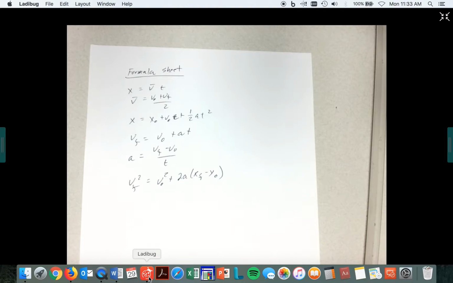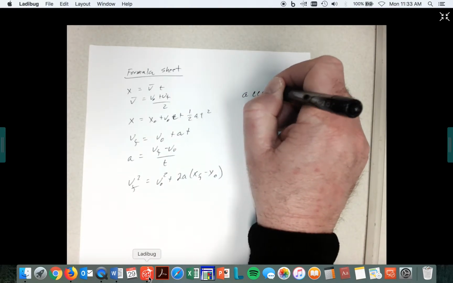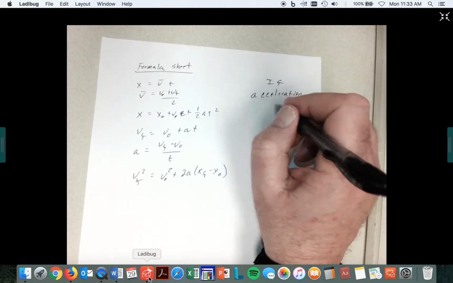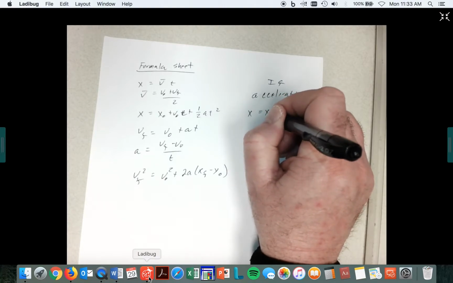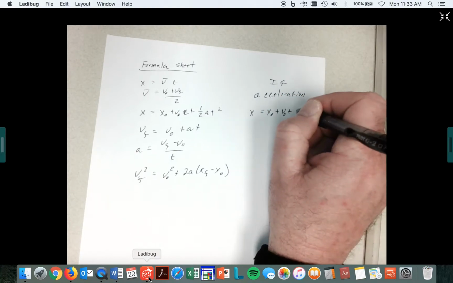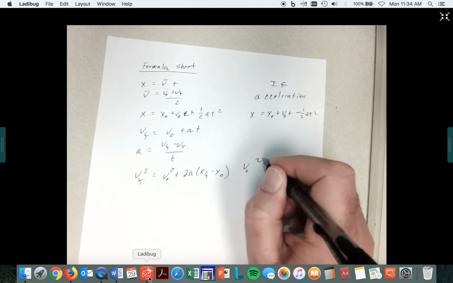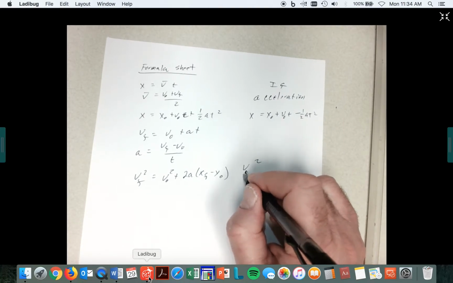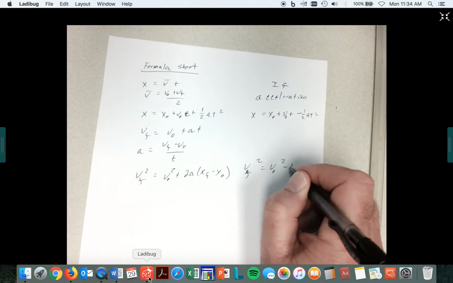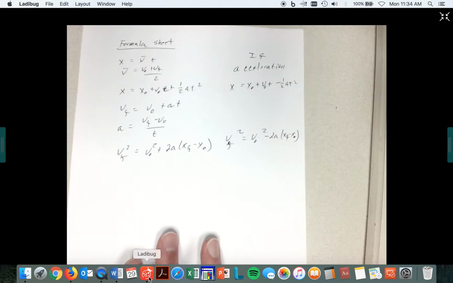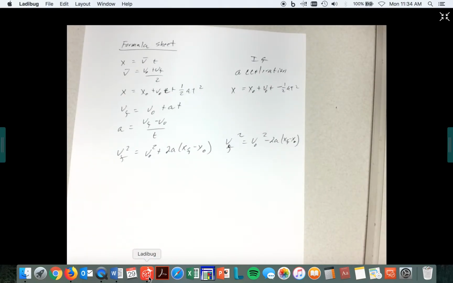Okay? And if the acceleration is negative, then you put a negative sign. Minus 1/2 at squared. V final squared is equal to v naught squared minus 2a times x final minus x initial. It's that simple. All right? I mean, it's not simple. That was a dumb thing for me to say. It's not simple. It takes some work.